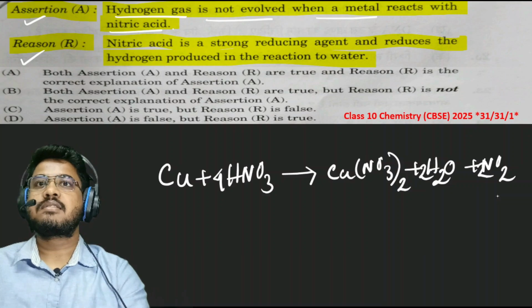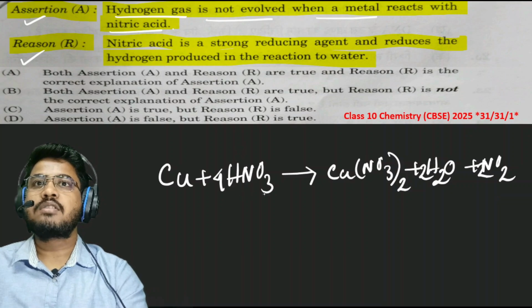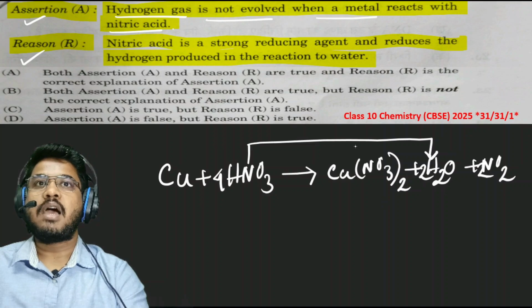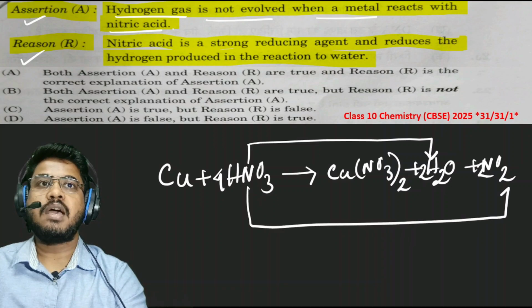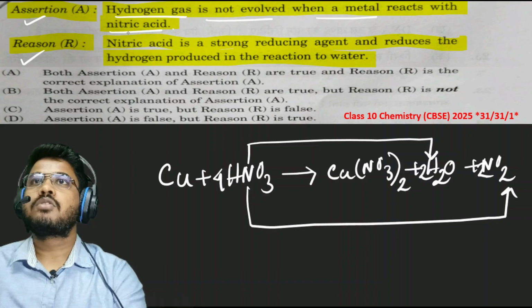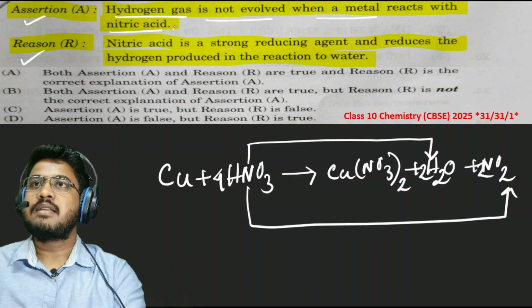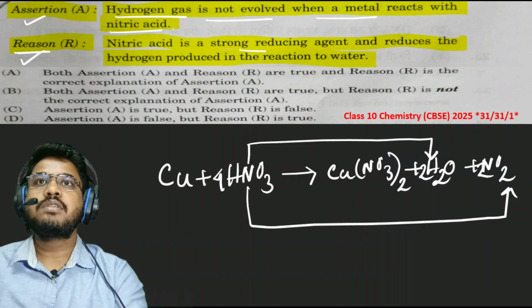it looks like this. Okay, so being a strong oxidizing agent, it converts hydrogen gas directly to H2O. That means it oxidizes hydrogen to H2O and itself is reduced to nitrogen dioxide. Okay, so the assertion is right, hydrogen gas is not evolved when a metal reacts with nitric acid. The reason is nitric acid is a strong reducing agent. So this statement is completely wrong.